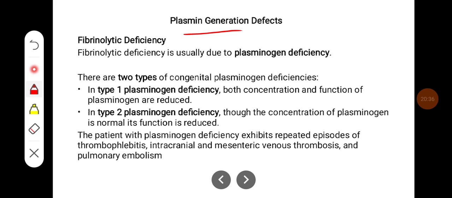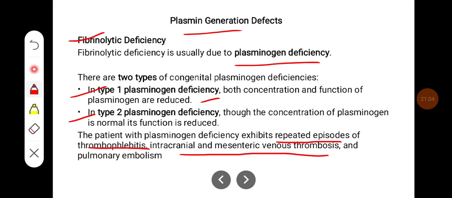Plasmin generation defects, the fibrinolytic deficiency. Fibrinolytic deficiency is usually due to plasminogen deficiency. There are two types of congenital plasminogen deficiency. In type 1, both concentration and function of plasminogen are reduced. In type 2, though the concentration of plasminogen is normal, its function is reduced. The patient with plasminogen deficiency exhibits repeated episodes of thrombophlebitis, intracranial and mesenteric venous thrombosis, and pulmonary embolism.